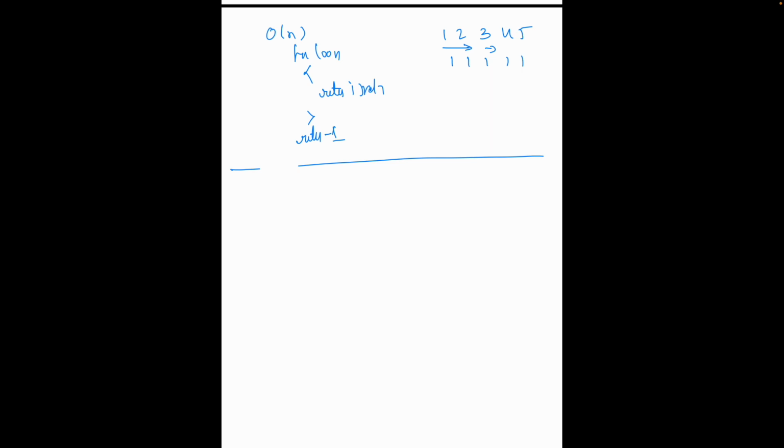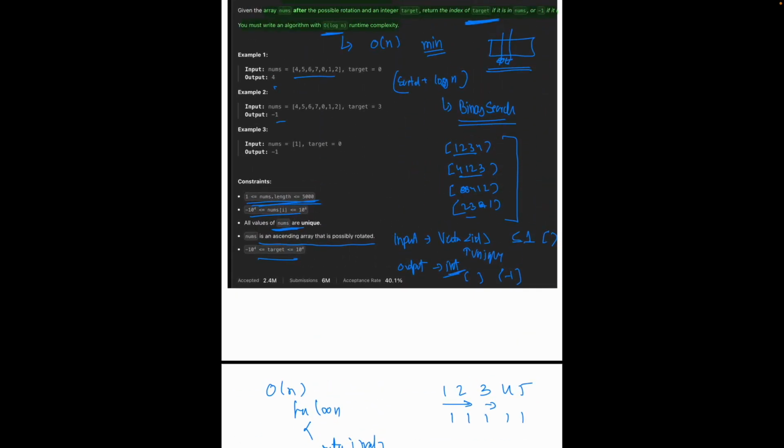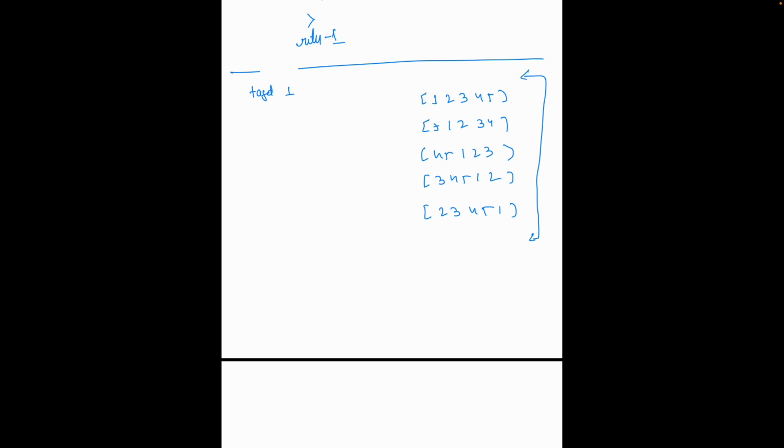Now let's look at O(log n). So let's say in the question the target comes out to be 1, and let's say nums can be 1 2 3 4 5. Now this can be of 5 possibilities: 1 2 3 4 5, and its rotations. This array can be represented in only 5 ways. Let's say an array which is sorted but can be rotated.